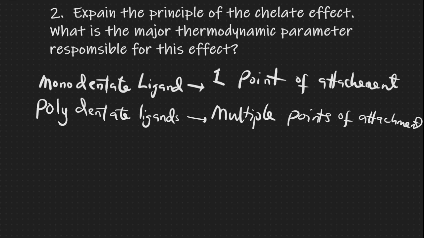In other words, the chelate effect is the enhanced affinity of a chelating ligand for a metal ion compared to the monodentate ligand. So that's the principle. These chelating ligands have higher affinity for the metal ions compared to the monodentate ligands, and as a result of that, they are more stable than the monodentate ligands.